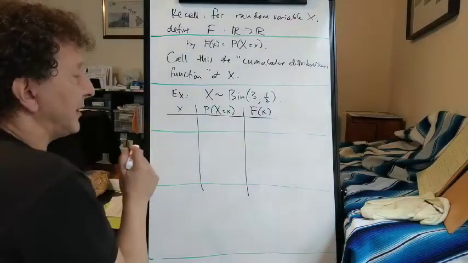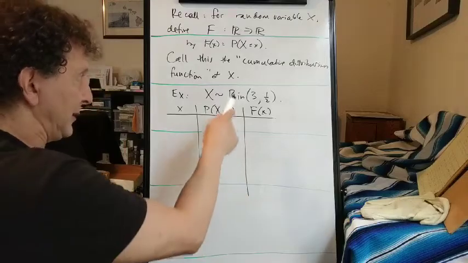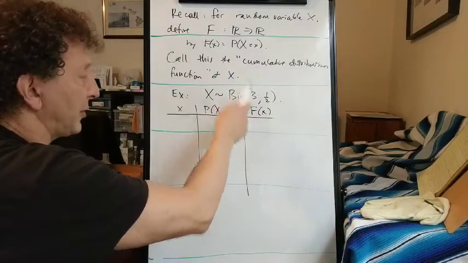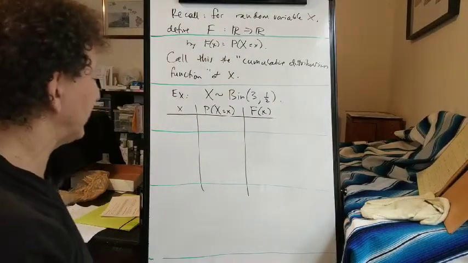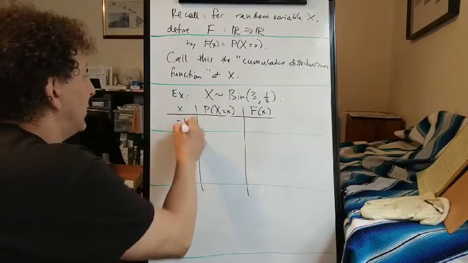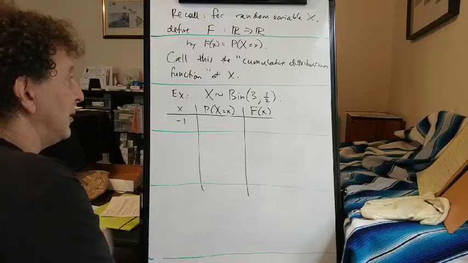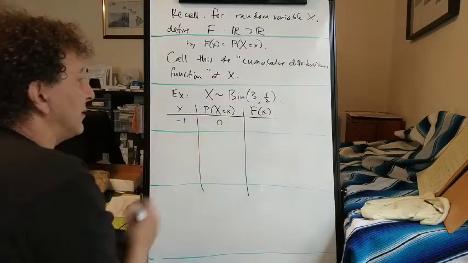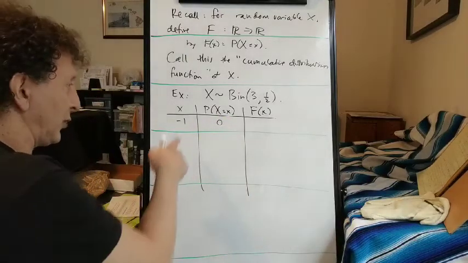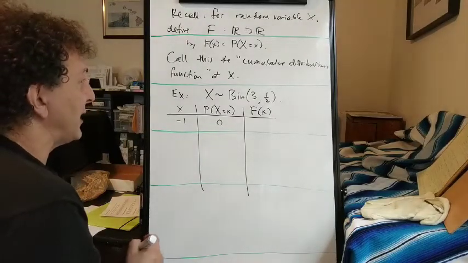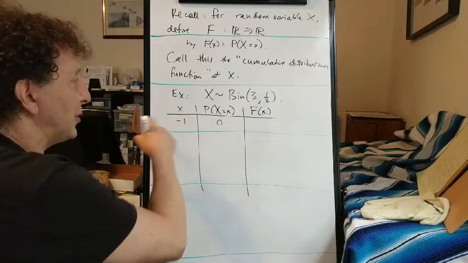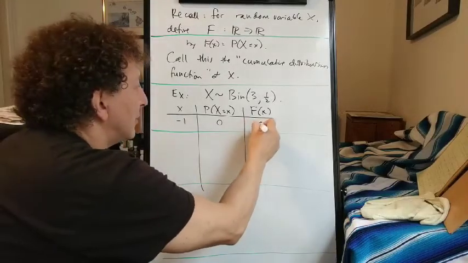Now X can take the values 0, 1, 2, 3. We have at least 0 successes and at most 3 successes. But I want to extend this to a function on all real numbers, so I could put in other numbers here. There's no probability that capital X is negative. We can't have -1 successes. The probability that we have -1 or fewer successes is 0.